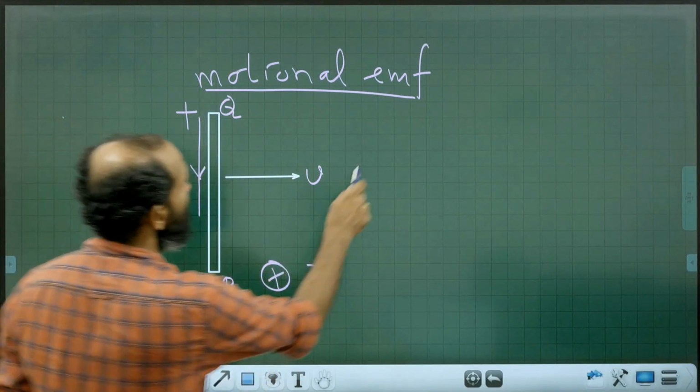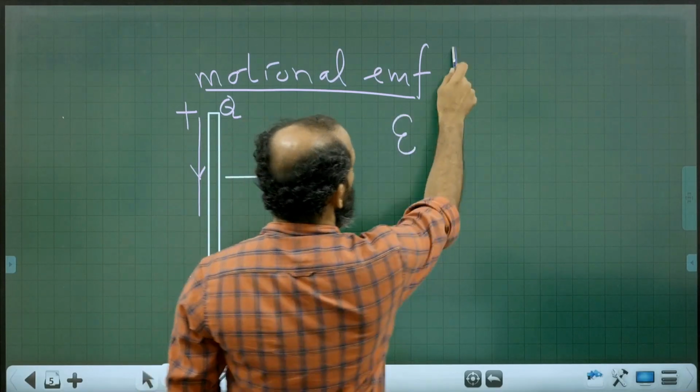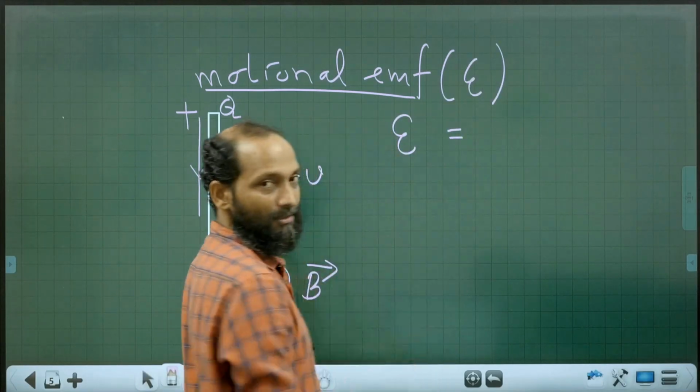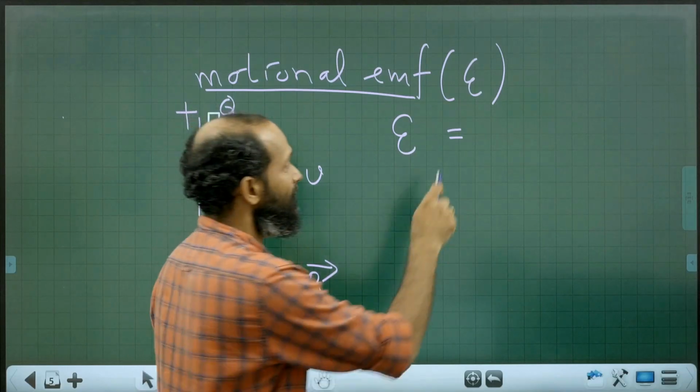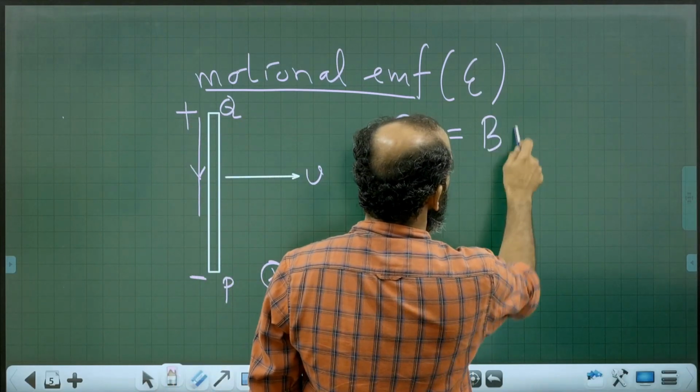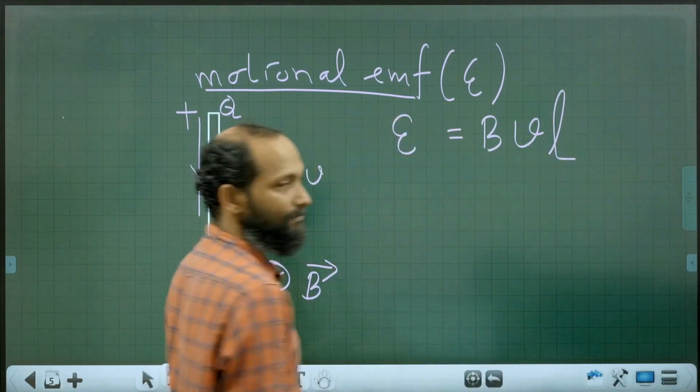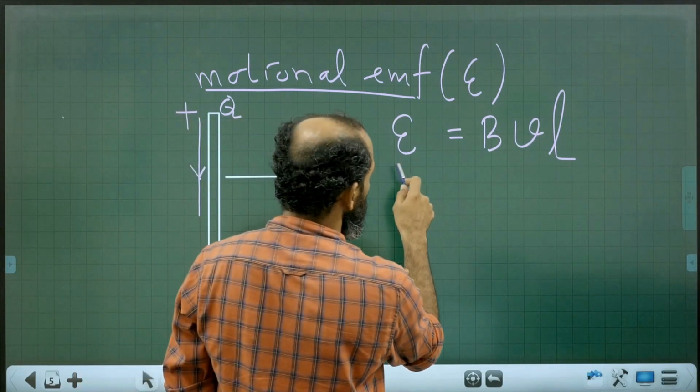And that EMF is given by motional EMF. I am using a different letter, okay, for avoiding the confusion. That will be BVL. Okay, is it clear?